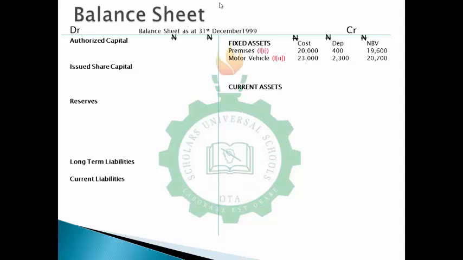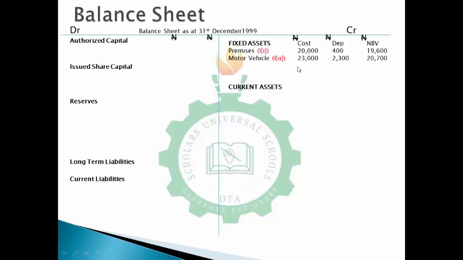Because of that, accounting makes provision for depreciation. That is, they are trying to estimate the amount the asset is losing for that period in time. So we are saying that the premises has lost some value of 400 naira. Now, if I bought an asset of 20,000 and it has lost value of 400, the value of that asset will now be 19,600. That's what we are saying. So the value is now the net book value. The book value now is 19,600.